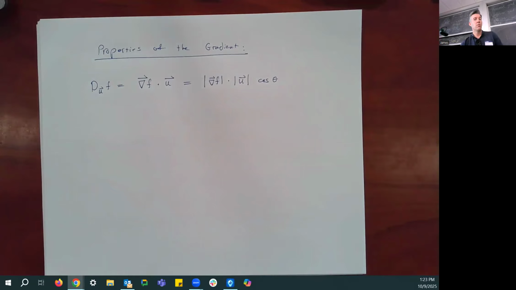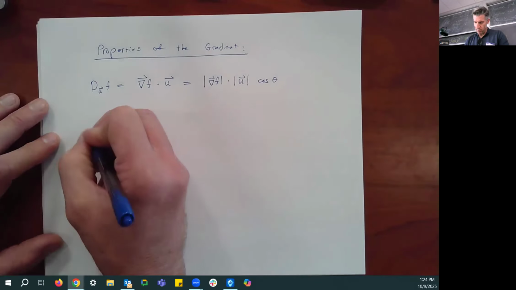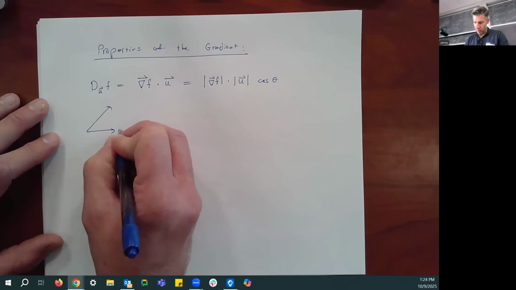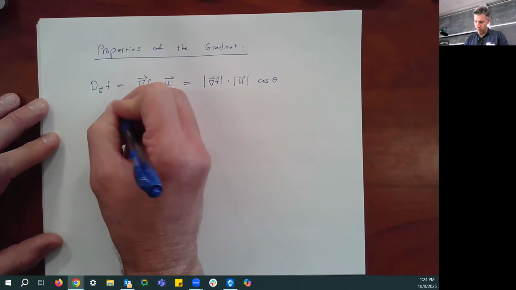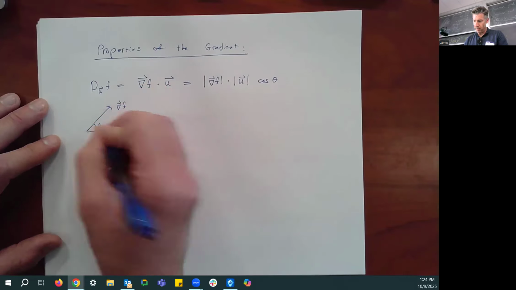And then we can draw a little picture here, right? Here's the direction we're going in. Here's the direction of the gradient. Here's the angle theta.